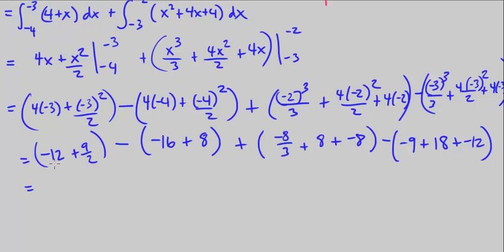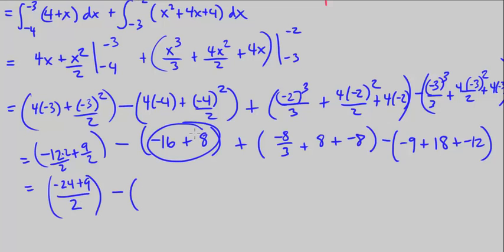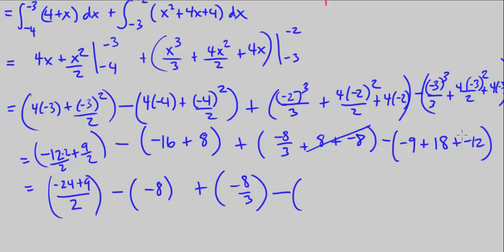So we can put this over 2 if we multiply this times 2, so that's negative 24 plus 9 over 2. Minus, these combine to be negative 8. Plus, these cancel out, so it's negative 8 over 3. Minus, here we have negative 12 and 18 make 6. 6 minus 9 is negative 3, right?